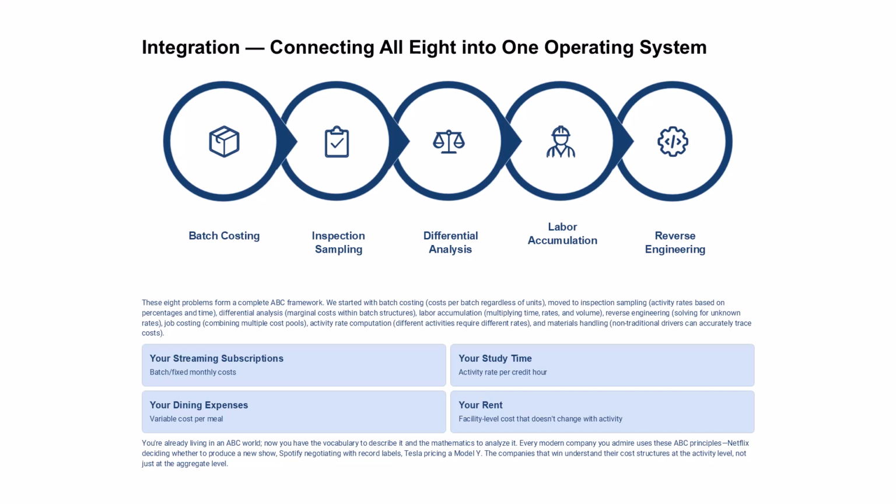Think about how these principles apply to your own financial life. Your streaming subscriptions, batch or fixed monthly costs; your study time per class, activity rate per credit hour; your dining expenses, variable per meal; your rent, a facility level cost that doesn't change with your activity level. You're already living in an ABC world. Now you have the vocabulary to describe it and the mathematics to analyze it.